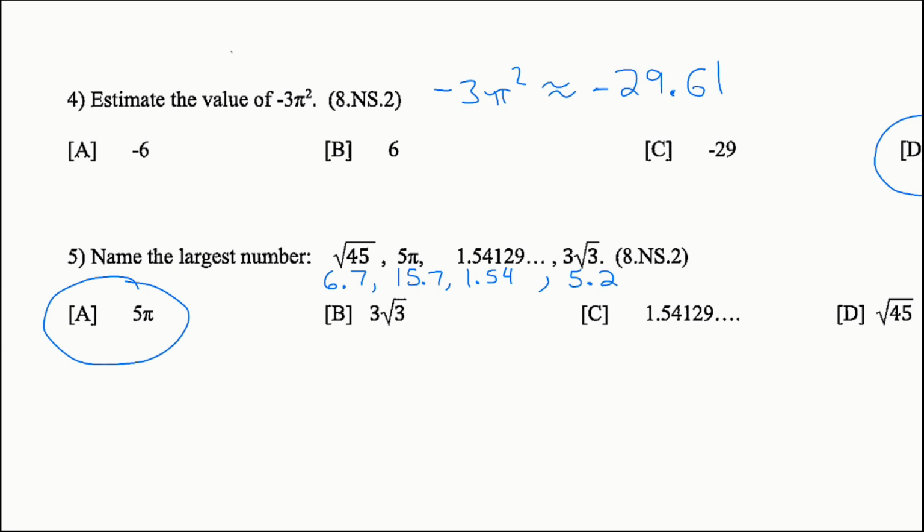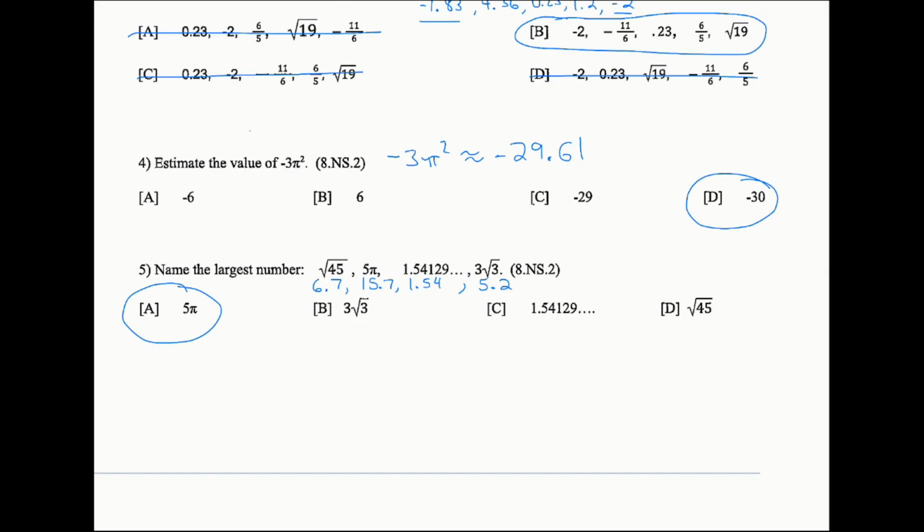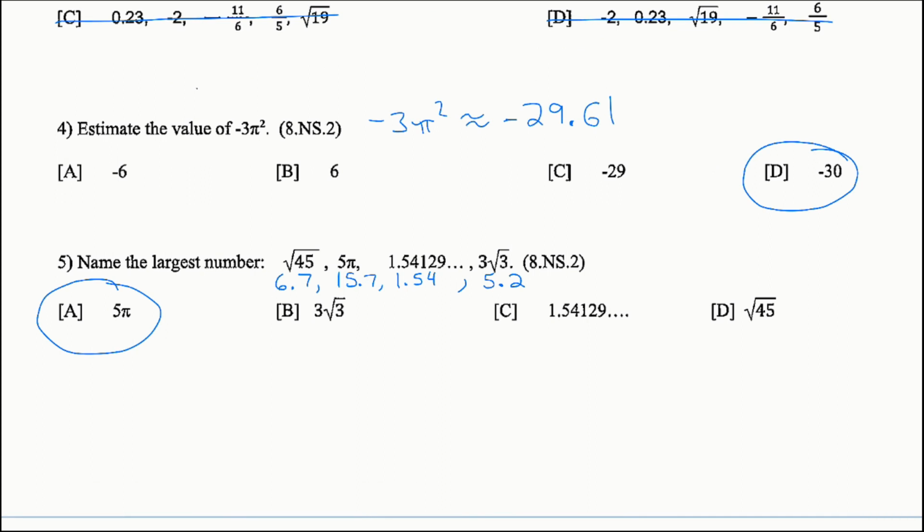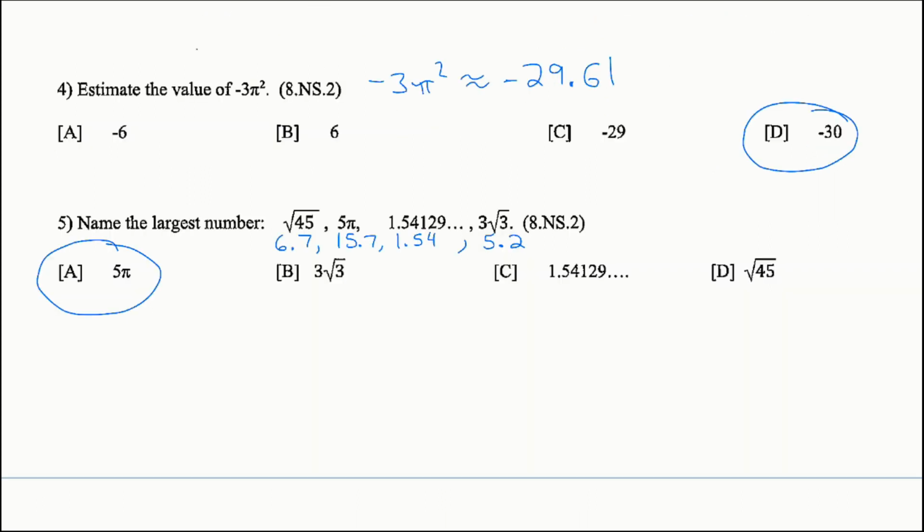But 3 times 5 is 15. So the rest aren't even close. Right? I think that takes care of the first page. I think we're going to keep on rolling here.